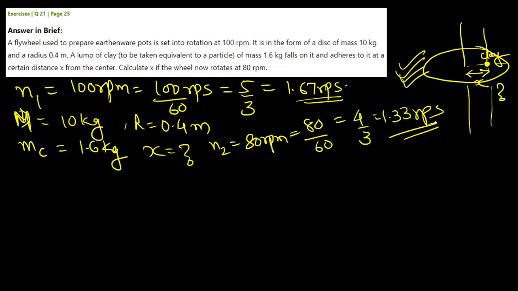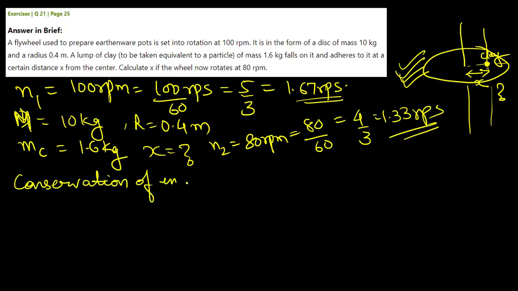Anyhow, now let us solve it using the theorem of parallel axis. You will have to use two things: one, the theorem of parallel axis, and the other, conservation of angular momentum. From the theorem of parallel axis you will have to find the second moment of inertia and the distance x, and we will find the second moment of inertia from conservation of angular momentum. So let us use conservation of angular momentum first.